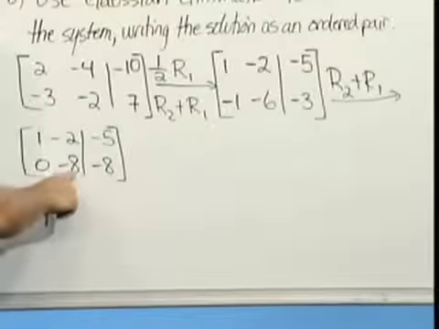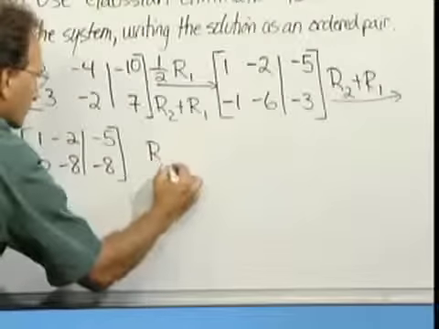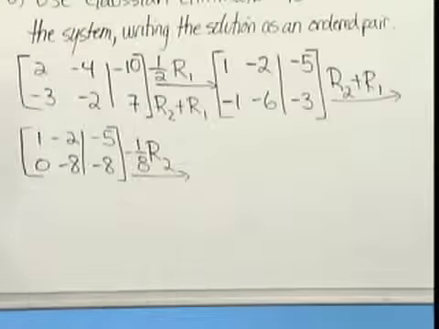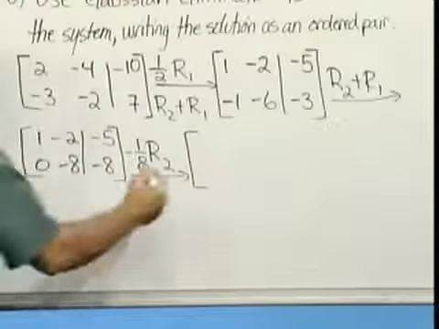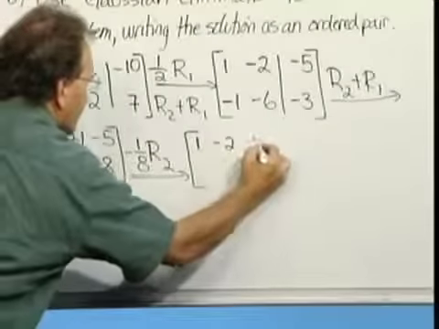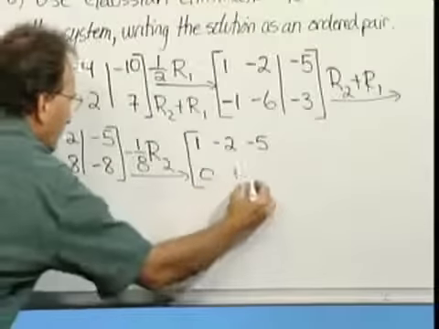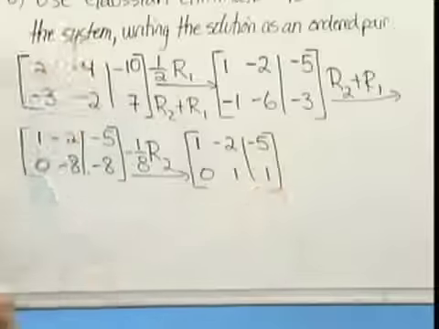Next, what we'd like is a 1 in this position, which we can accomplish by multiplying row 2 by negative 1/8. So that gives us a result of, again, we haven't changed row 1, so that's 1, negative 2, negative 5. Row 2 becomes 0, positive 1, our vertical line, close the matrix.